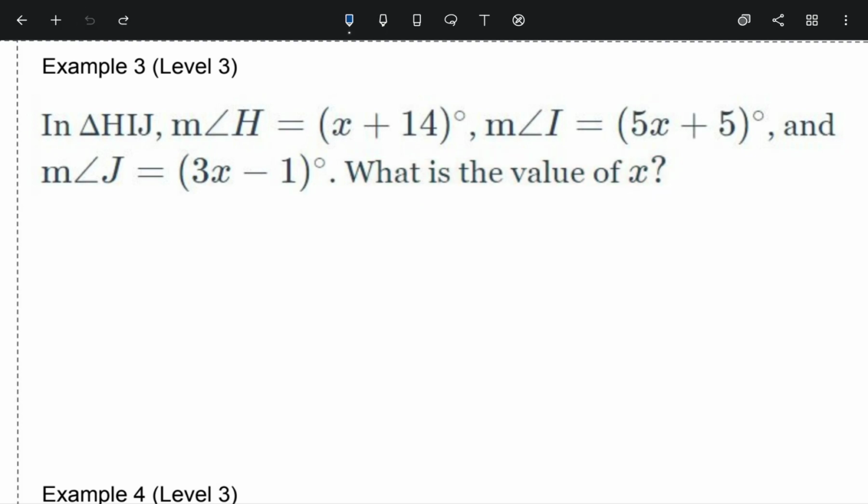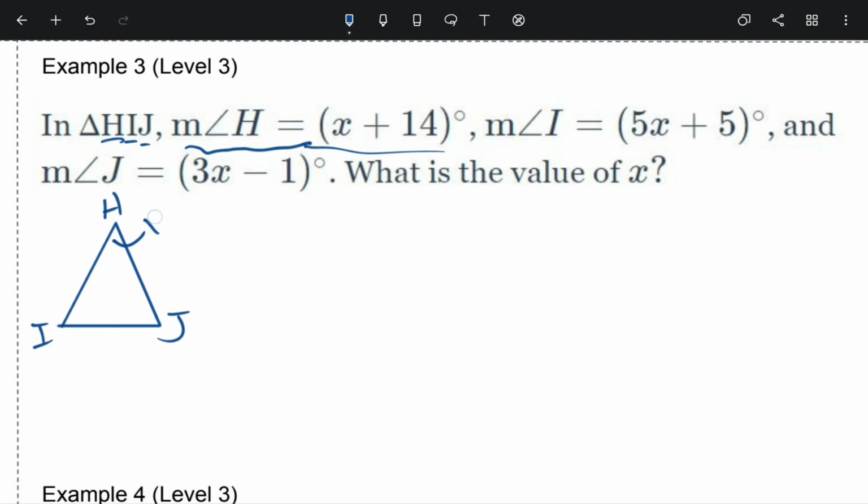So first thing I'm going to do is draw our triangle. This is an optional step, but I find that it helps me visualize what I'm looking for. So we have angle H, I, and J, so I'm just going to label them H, I, J. Doesn't matter where you put them, but just put them. Angle H is x plus 14, so that is this right here. I did not leave myself a lot of room, so I'm just going to do that little swoop there. Angle I is 5x plus 5. And angle J is 3x minus 1.